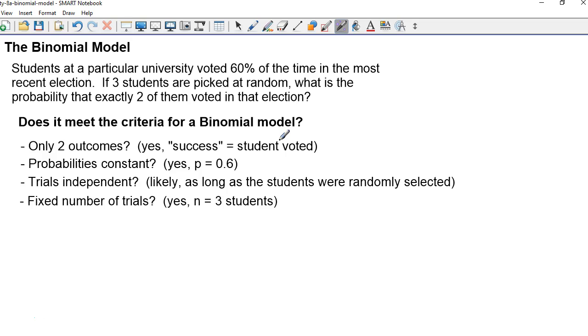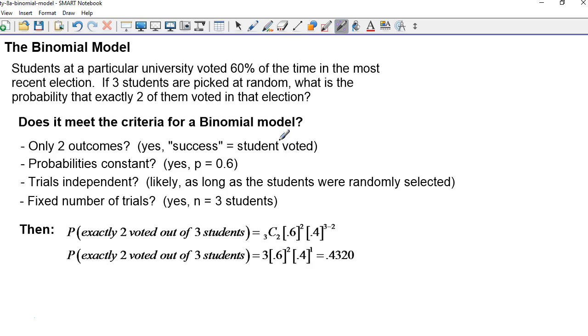And then, finally, do we have a fixed number of trials? Yes, n equals 3. Right? So that means that we have the criteria to meet the binomial model, so we can jump immediately to solving the problem with the binomial model pattern. The probability of exactly 2 voting out of 3 students would be 3 combination 2 times the 0.6 probability squared times the 0.4 probability to the power 3 minus 2, 1 student left to not vote. So that would be 3 times 0.6 times 0.6 times 0.4, which is 0.432.